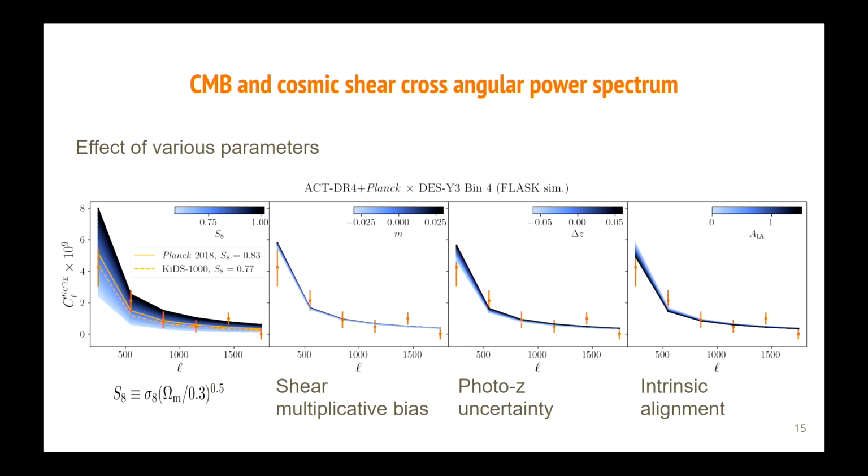The left plot shows you how the observable changes as a function of the S8 parameter, which is a combination of sigma 8 and omega m, which is the best constrained combination by such an observable. However, there can be a multiplicative shear bias in the shear measurement, which doesn't get cancelled. That can also lead to the scaling up and down of the model. Also, the uncertainty in photometric redshift can lead to scaling of the observable. Also, galaxy shapes, even in the absence of lensing, can be correlated. That's generally called intrinsic alignment, because of the gravitational interaction between galaxies. That can also lead to overall scaling. So all these parameters are sort of degenerate with the amplitude of the signal.